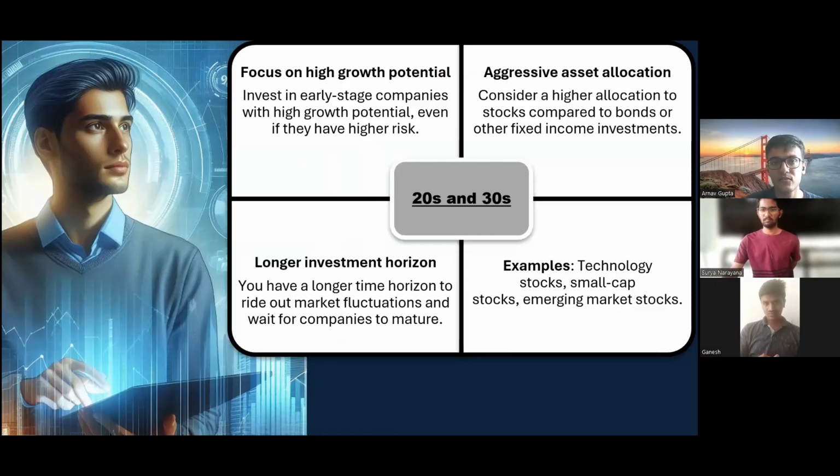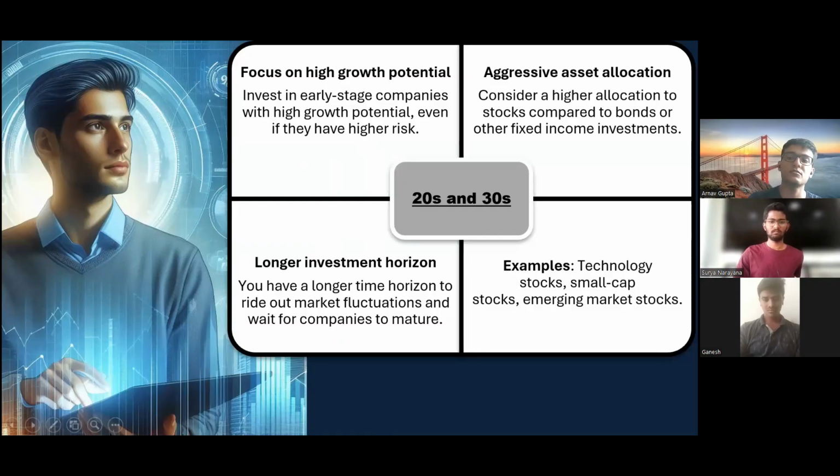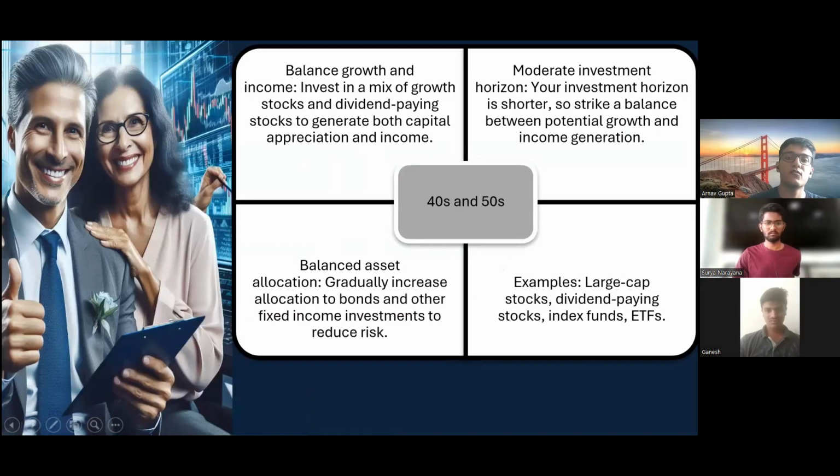20s and 30s: focus on high growth potential, aggressive asset allocation, longer investment horizon. Examples: technology stocks, small cap stocks, emerging market stocks, etc. 40s and 50s: balanced growth and income, moderate investment horizon, balanced asset allocation. Examples: large cap stocks, dividend paying stocks, index funds, ETFs.